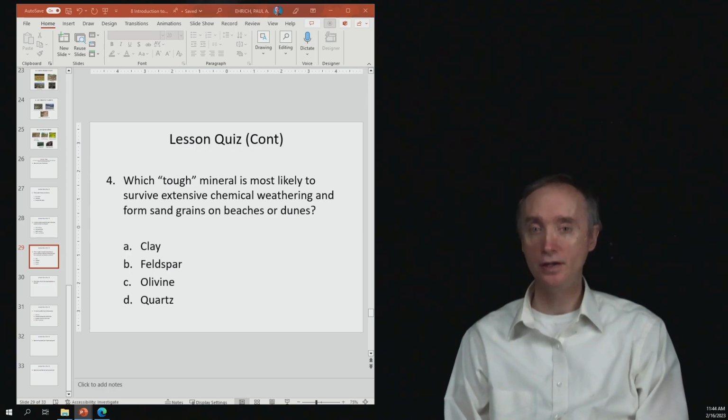So when you go to a beach, most of those things that you find on the beach are going to be quartz sand grains.